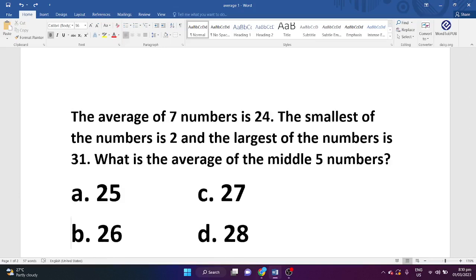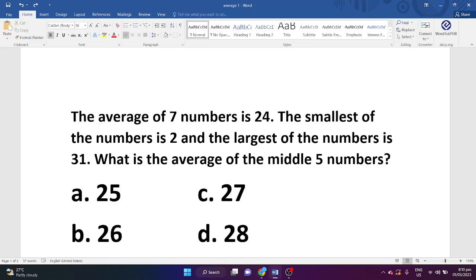Now, firstly, as we usually do in solving word problems, we have to first understand what is being asked in this type of problem. And it is clear here that we are asked of the average of the 5 middle numbers.